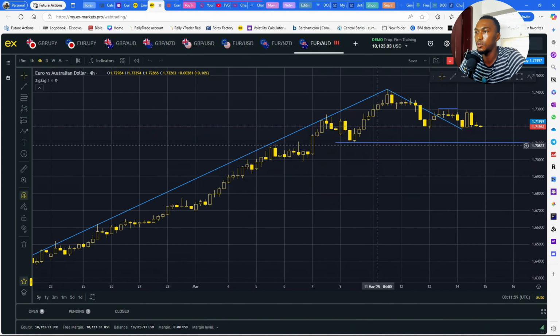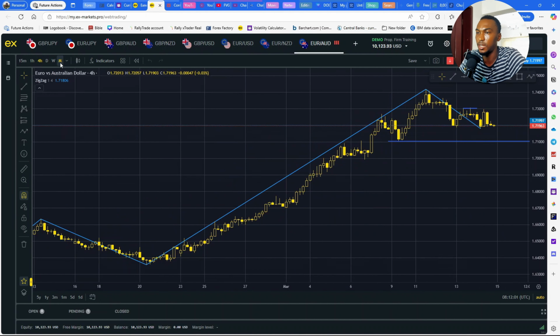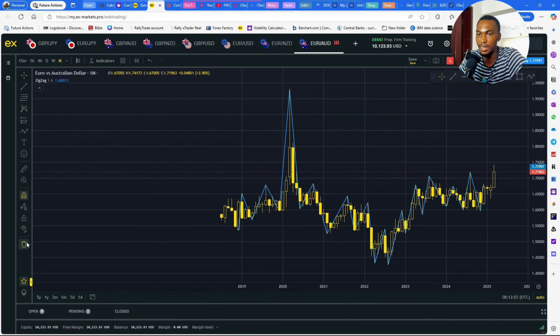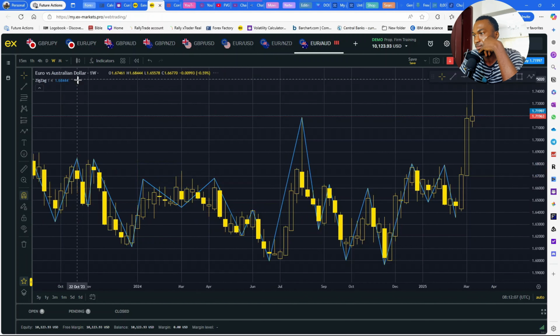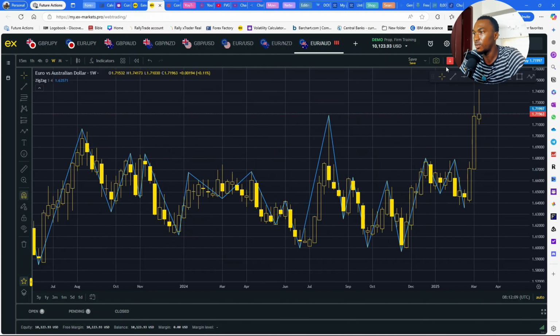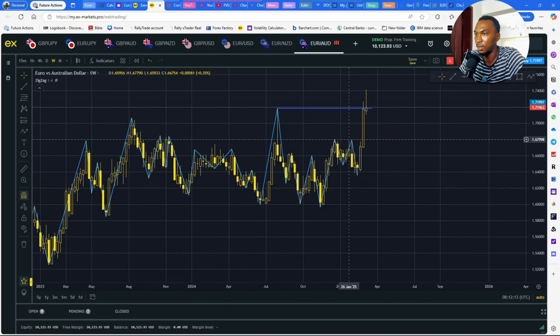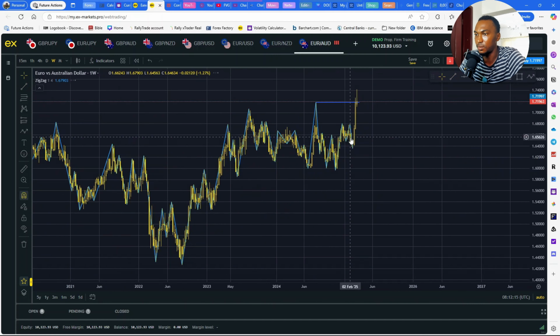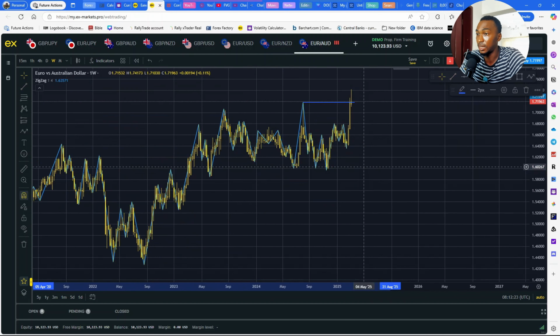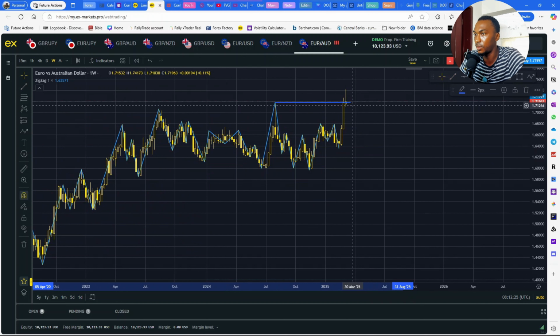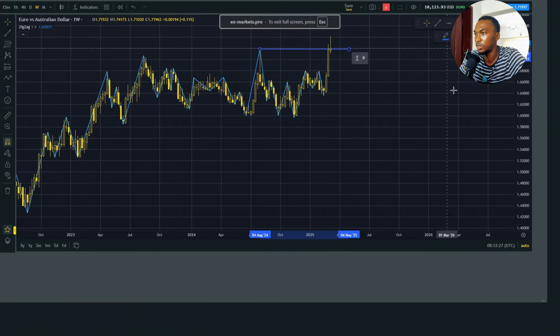And then euro, Australian dollar. This is the last one I should be analyzing today. Let's see. Monthly. Okay, so we have this being taken out. Where's the next target after this? All right, our next target is this candle's high. That's on the weekly. See how far away it is from us.